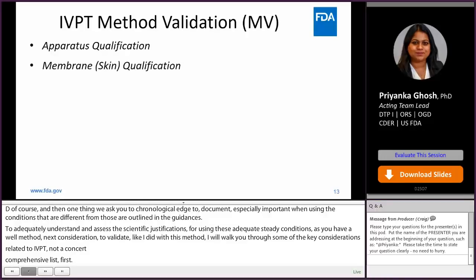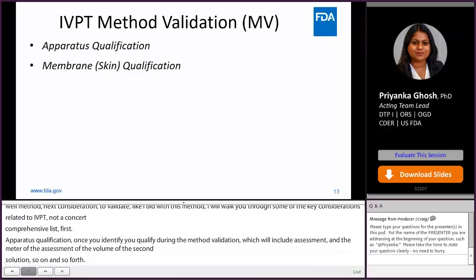Other key consideration, of course, you have to qualify your skin. And by that, what we mean is you have to measure the barrier integrity and ensure that all skin sections fall within your inclusion criteria for barrier integrity assessment. You have to measure as well as report all of the skin thickness as well as the temperatures that you observe at the surface of the skin.